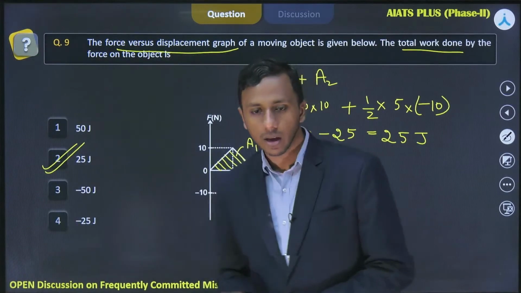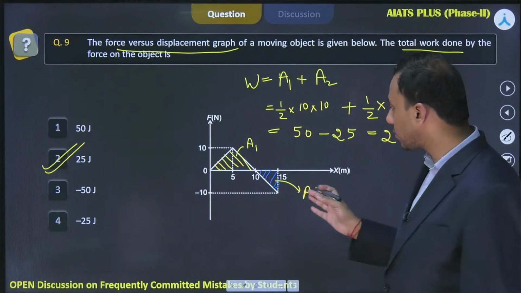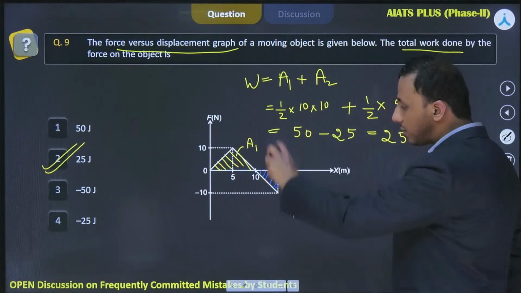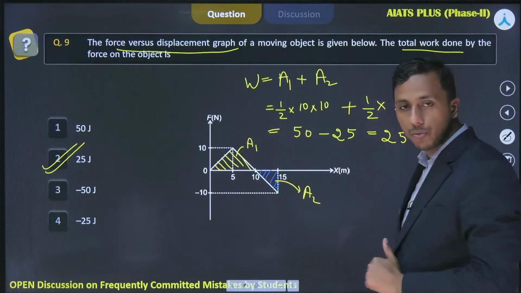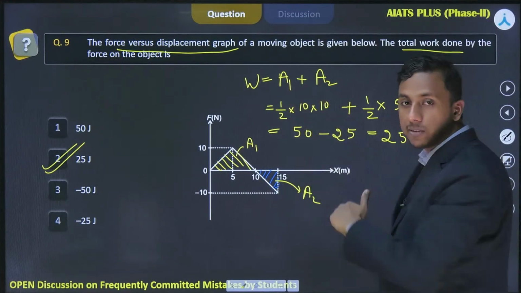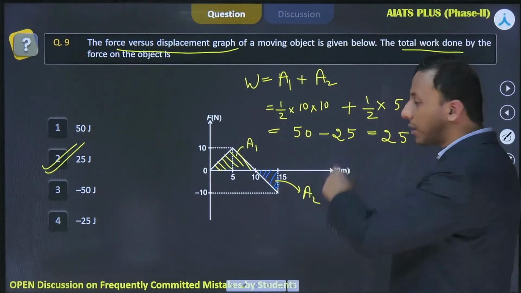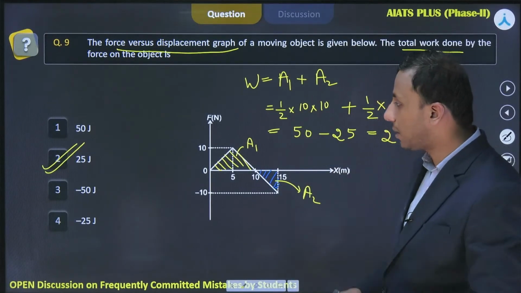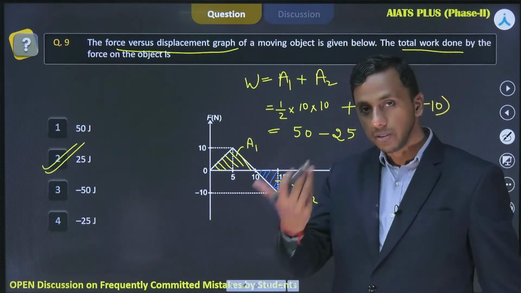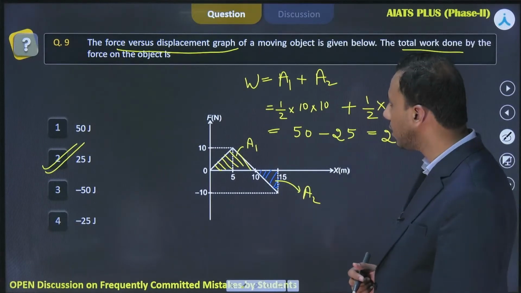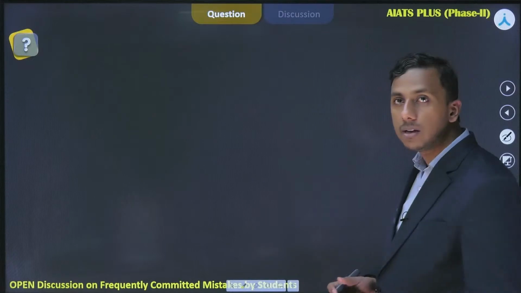Okay, 25 joule. In place of this, if this area had been above the x-axis, then what would you have done? Then also A1 plus A2, but that A2 area would have been positive. So instead of 50 minus 25, it would have become 50 plus 25. So it would have become 75 joule. All right. It would have become 75 joule.